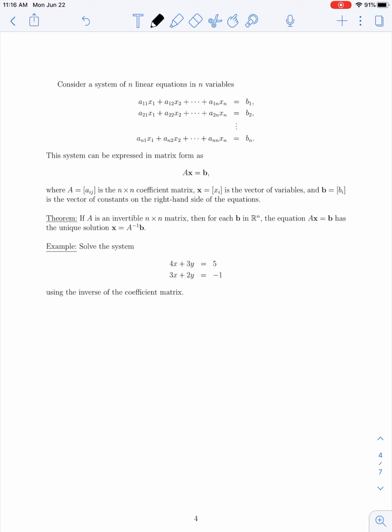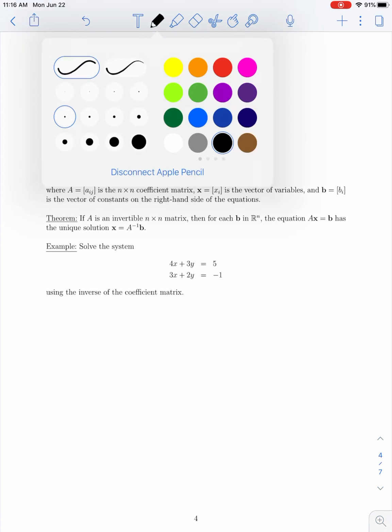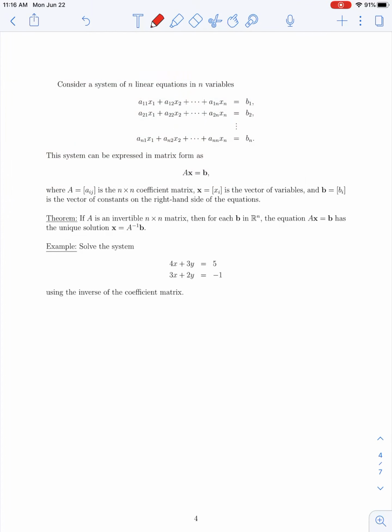All right. Now, we're going to start talking about how we can use an inverse matrix to solve a system or systems of linear equations. So let's consider the following. Let's suppose that we have a system of n linear equations in n variables. So we have as many equations as variables. Here that system would have the following form.